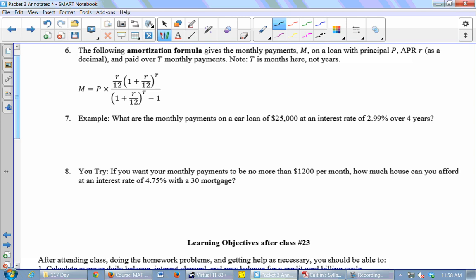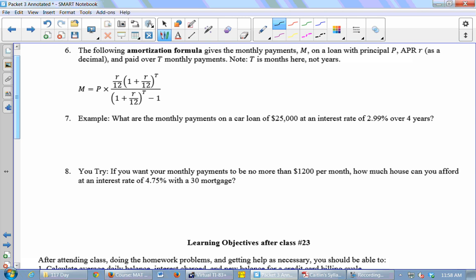R is your interest rate, or your APR. T is your number of monthly payments that you want to make. So T is in months, not years. And M is your monthly payment. So if you know how much you want to borrow, what the interest rate is going to be, and how long the loan is going to be, you can calculate M, the monthly payment.